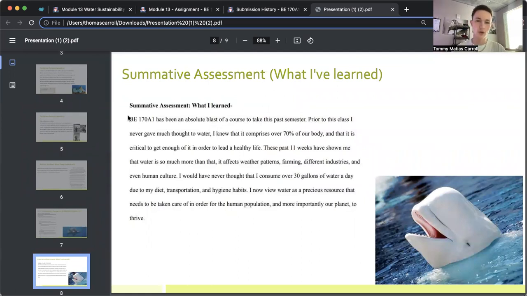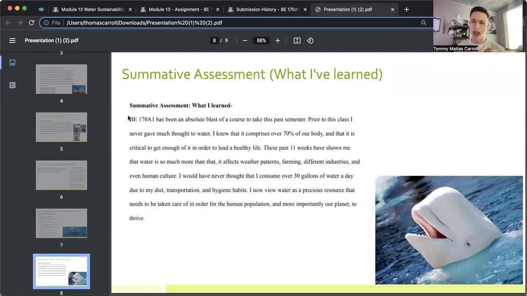BE 170A1 has been an absolute blast of a course to take this past semester. Prior to this class, I have never given much thought to water. I know that it comprises over 70% of our body and that it is critical for me to get enough of it in me in order to live a healthy life. But these past 11 weeks have shown me that water is so much more than that.